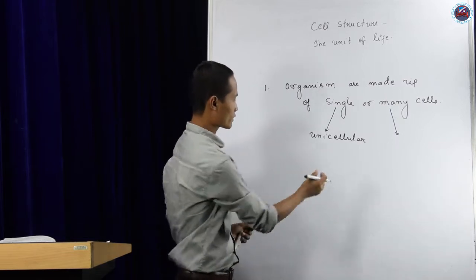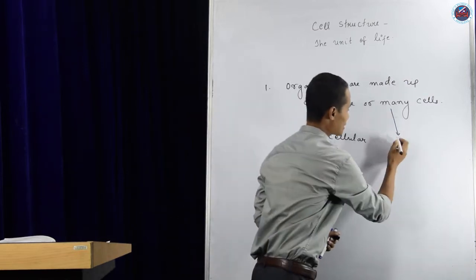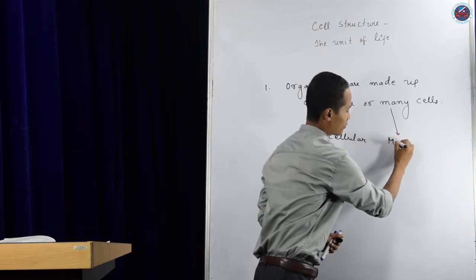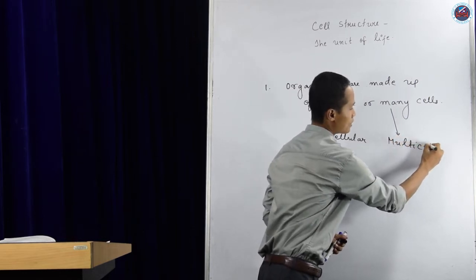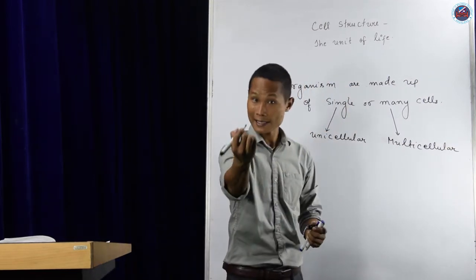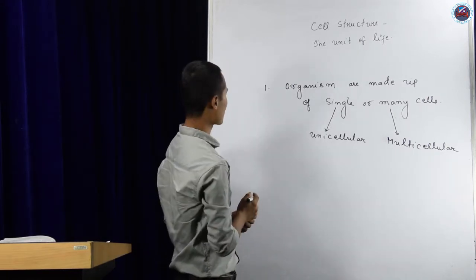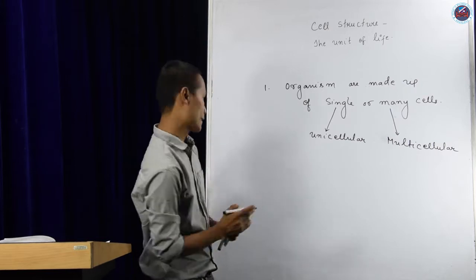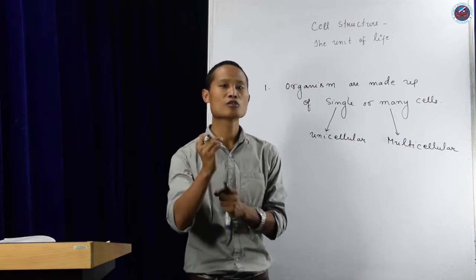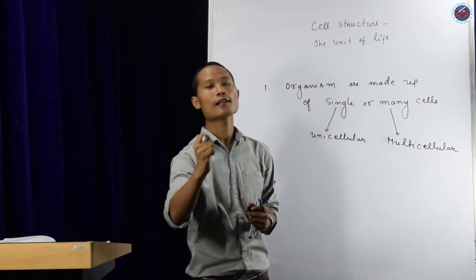For unicellular, you can take an example of bacteria. Many cells, you can say as multicellular, meaning made up of many cells. You can take an example of plants and animals, since they are made up of many cells. So the first postulate is that the cell is considered as the basic unit of life. If there is a cell, there will be life.